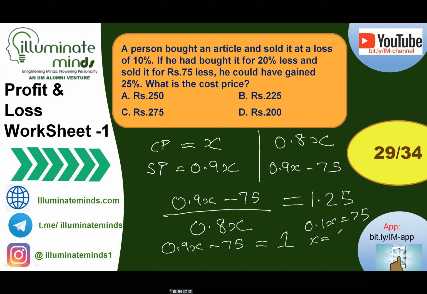Sold it for 75 less, he would have gained 25%. That's perfectly okay. 0.8x into this is equal to 1x. Correct. So 1x, so this is equal to 75. Just a minute. There is some problem in the data, I believe, because this will be equal to 0.1x and this will be equal to minus 75. There is some error in the data.